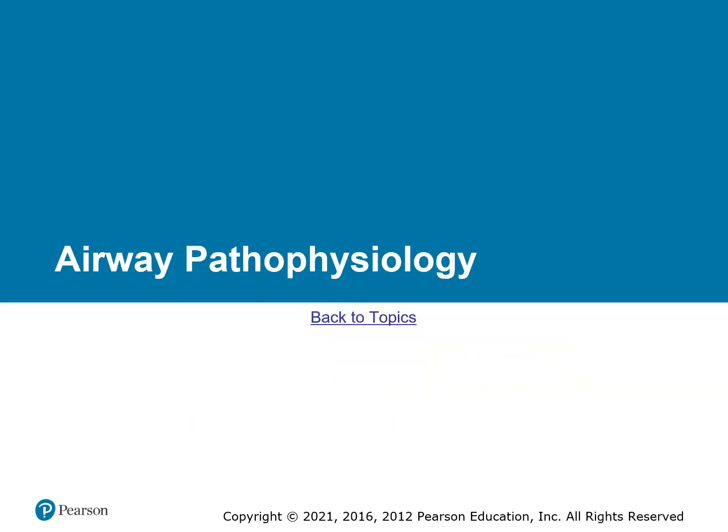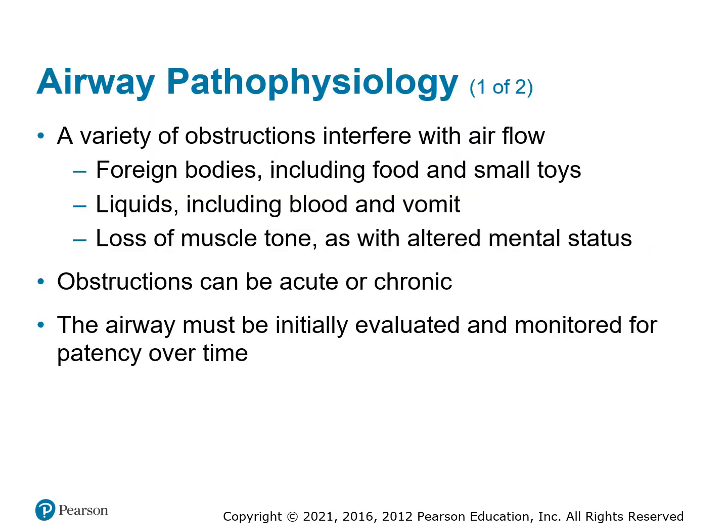Airway pathophysiology, patho being disease, so some sort of disease or ailment that changes the way the physiology works. Foreign objects can interfere with airflow: foreign bodies, food, small toys. They could choke on their own vomit or blood. They could drown. Loss of muscle tone means they're unable to keep their airway open. They're choking on their own tongue. They're not awake enough to keep that airway open. Obstructions can be acute or chronic, and they need to be evaluated before, during, and after the entire patient care.